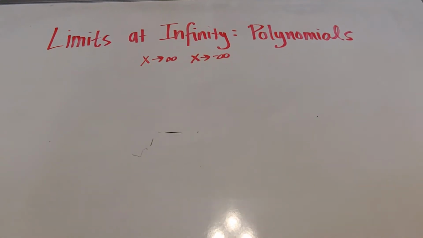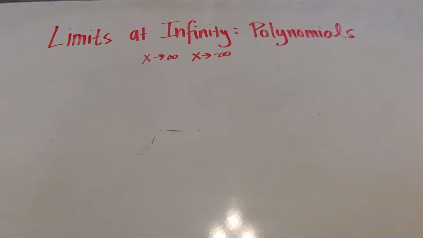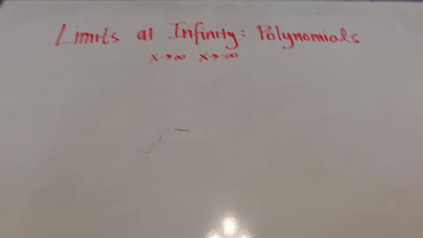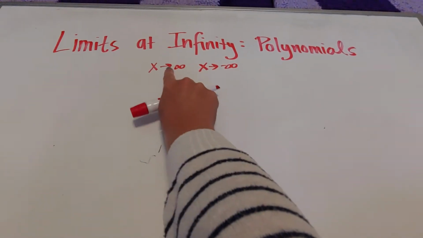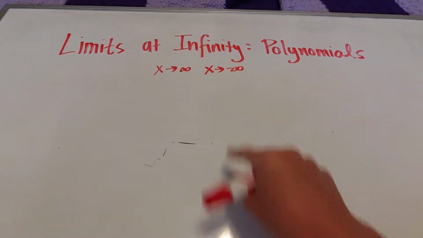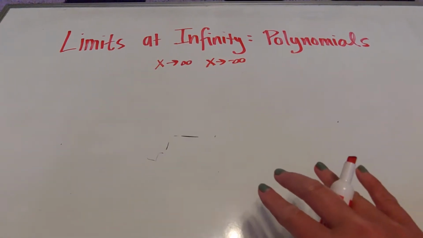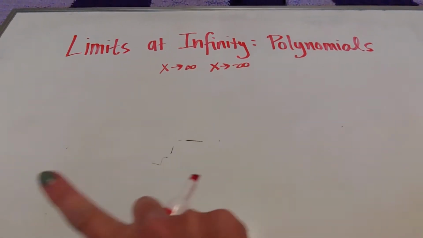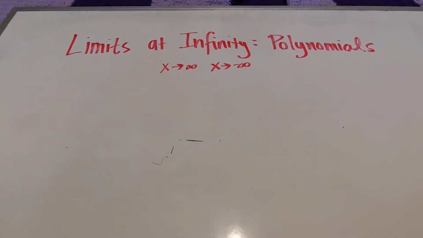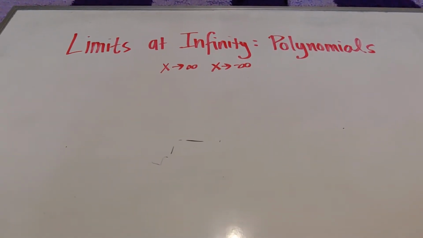In this video, we're going to look at limits at infinity. We're going to focus on polynomials. And as you can see below infinity, I wrote x goes to positive infinity and x goes to negative infinity. So for these limits, we are going to be walking on the graph forever in the positive x direction or the negative x direction. And what I'm curious about is if the graph is leveling off or blowing up.